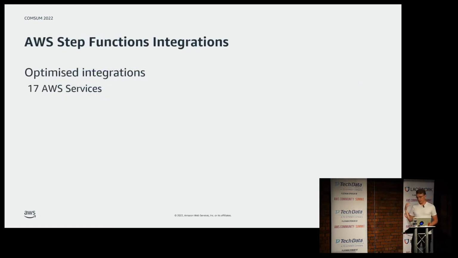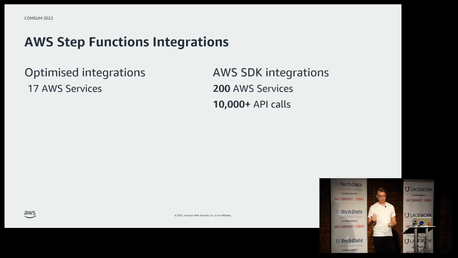So the second reason that Step Functions is my favorite AWS service is around the integrations. Historically, Step Functions integrated with around 17 AWS services. Things like Lambda, EventBridge, DynamoDB. As of last year, the Step Functions team released the SDK integrations. What that now means is that you can integrate with over 200 AWS services and over 10,000 different API calls directly from within your workflow.